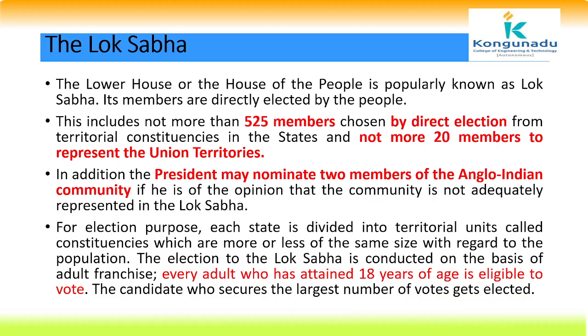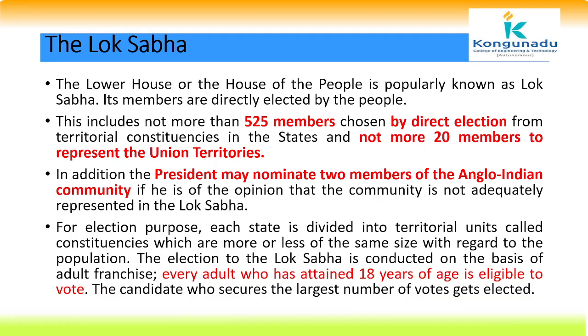Okay, and next we are going to see about the Lok Sabha. Lok Sabha is the lower house of the parliament. In our parliament, we have three major parts: Lok Sabha, Rajya Sabha, and the President. The President we have already seen. Now we are going to see about the Lok Sabha. It is the lower house of the parliament, also called the House of the People. Why is it called that? Because its members are directly elected by the people of India.